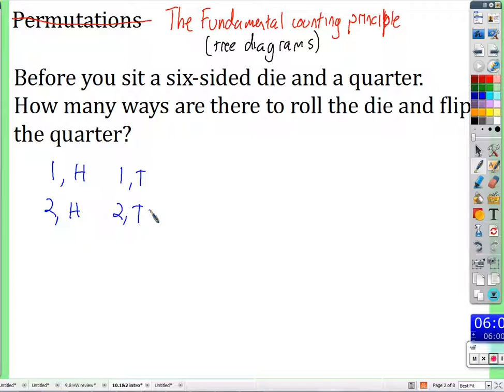For this example, it wouldn't be very difficult to write out all of the possibilities. Has anybody already done that? Or anybody have a guess at how many possible outcomes there are? Twelve.